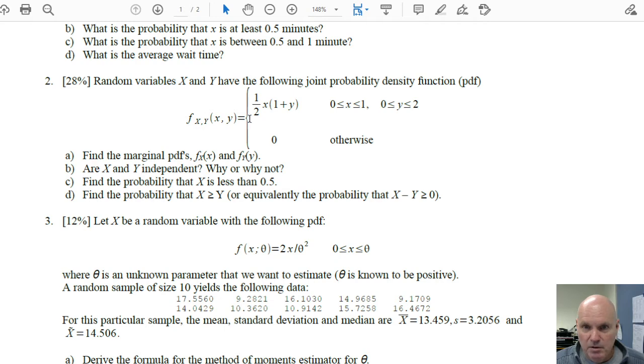So in problem 2, you're given the joint PDF for two random variables x and y. And in part A, we're asked to find the marginal PDFs. So let me switch over to a whiteboard here. So this is problem 2, f of x and y. The joint PDF is 1/2 x times (1 plus y) for x between 0 and 1 and y between 0 and 2, and it's 0 everywhere else.